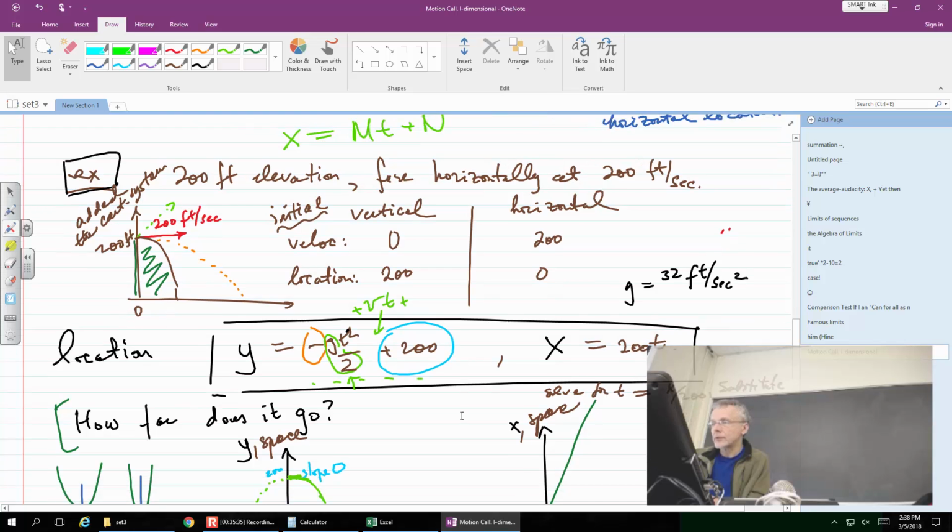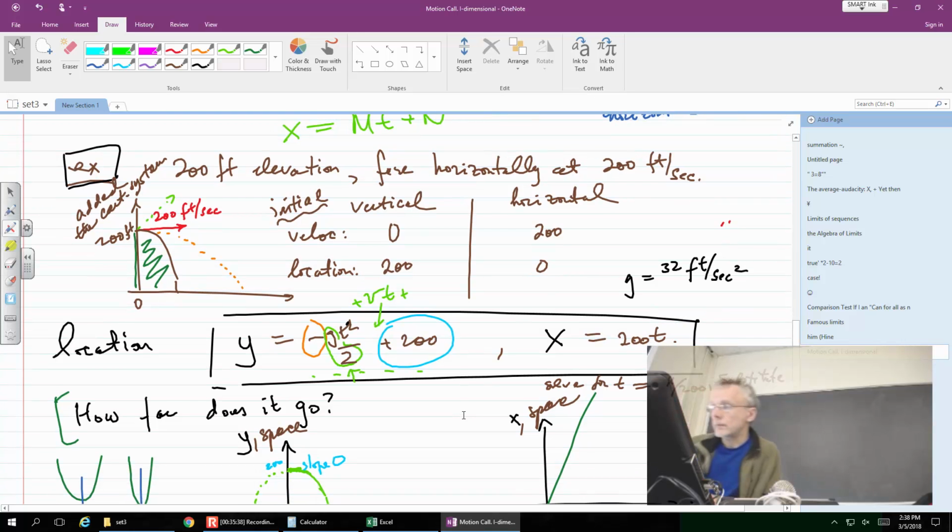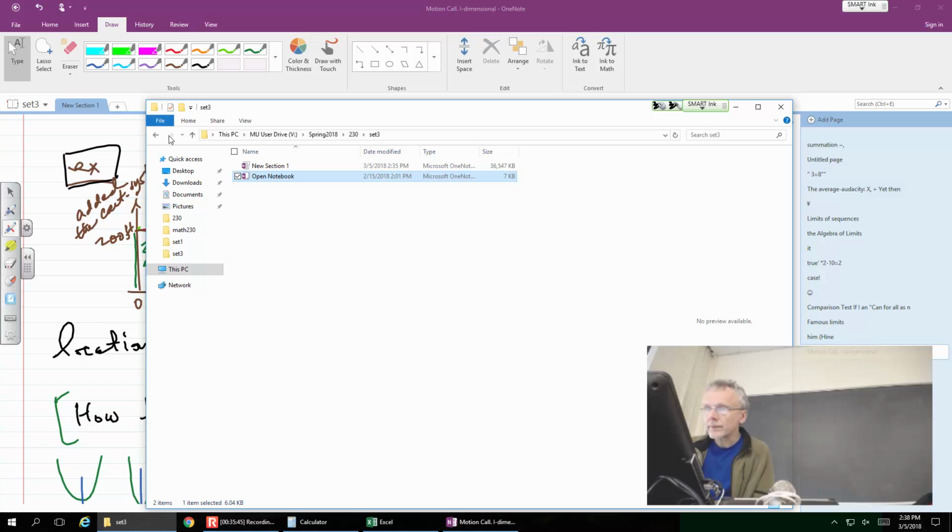The initial velocity, horizontal and vertical, initial position, horizontal and vertical, and let's just find that.